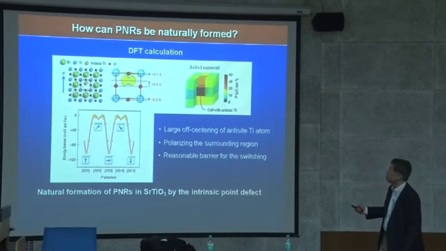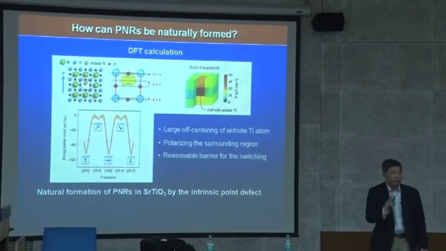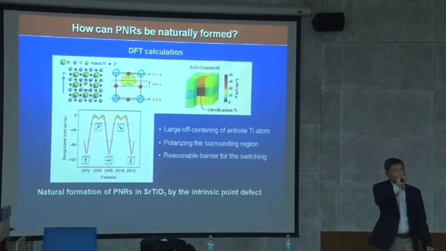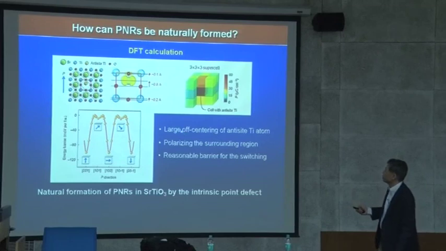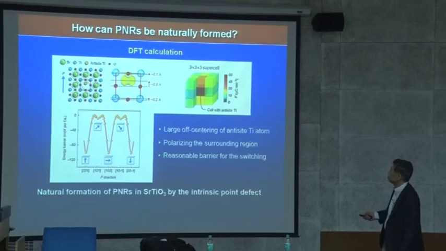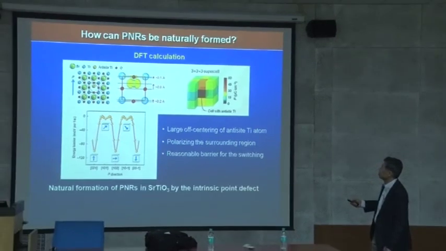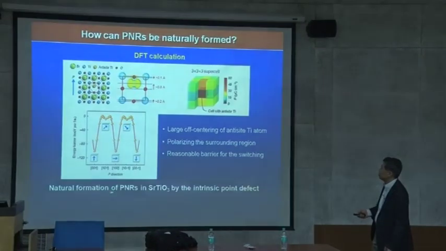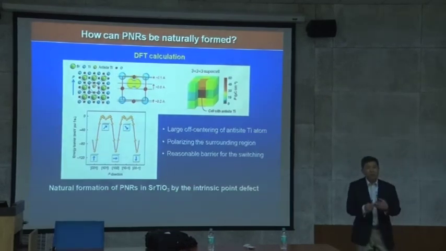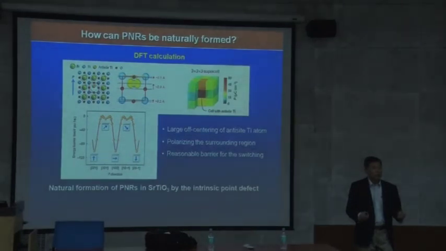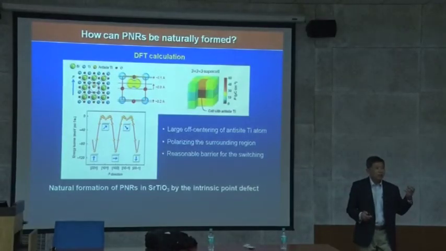Okay, so in the calculation, the energy shows a large variation, and the polar direction along 100 is more stable. So the direction of this shift is along the 100 direction, not the 111. So this is a large off-center shift of the anti-site atom, with a reasonable barrier for switching. So there's switching from here to here, going back and forth. And this is the natural formation of PNR: strontium titanate intrinsic point defects, which means not perfect stoichiometry, but creating anti-sites that make polar nanoregions.